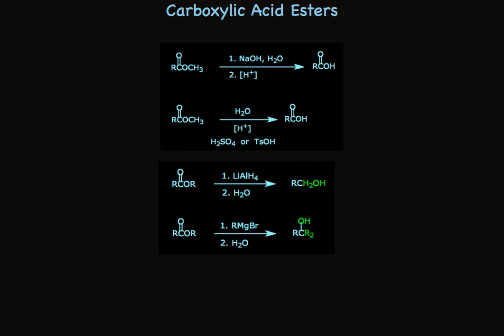So in summary, there are 4 reactions you should memorize for esters. Saponification, followed by acid, hydrolyzes esters to make carboxylic acids. Treatment of esters with aqueous acid makes the carboxylic acids directly. Lithium aluminum hydride reduces esters to make primary alcohols. And esters react with Grignard reagents to make tertiary alcohols.